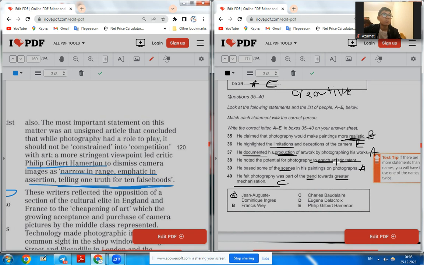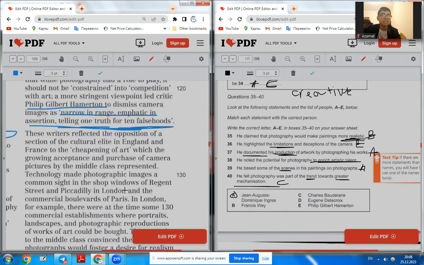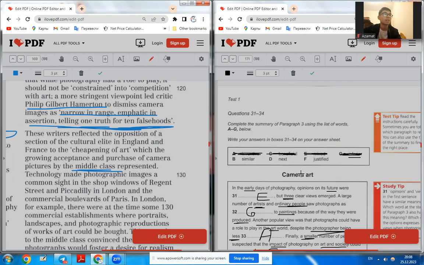We are left with one. Okay, so let's continue reading. These writers reflected the opposition of a section of the cultural elite in England and France to the cheapening of art which the growing acceptance and purchase of camera pictures by the middle class represented. So here we have middle class.